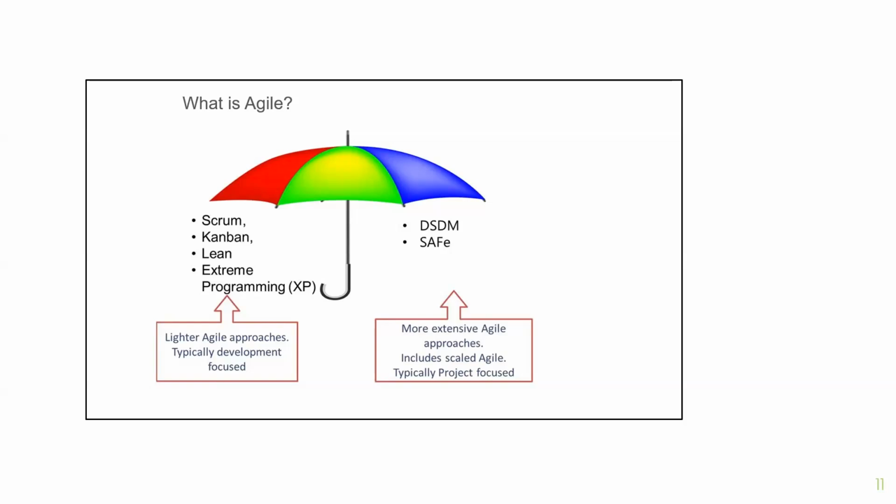There's also Kanban, right? So these are lighter agile approaches. There's lean, there's extreme programming, there's DSDM and there's SAFe. Out of the heavy, extensive agile approaches, the most popular is SAFe.